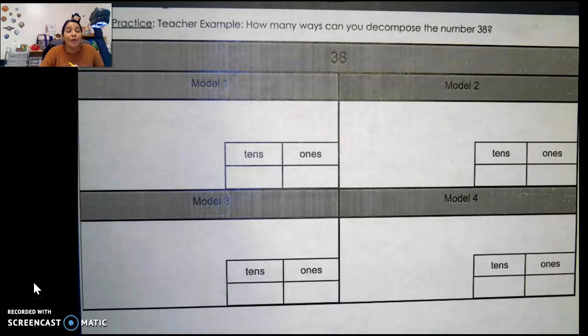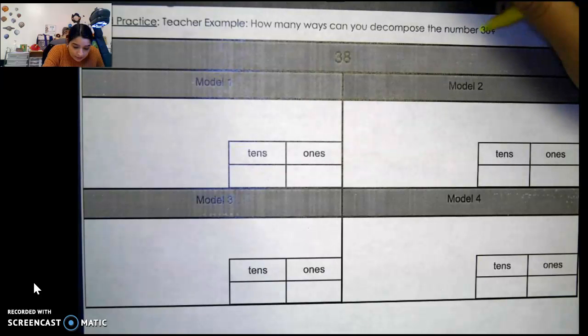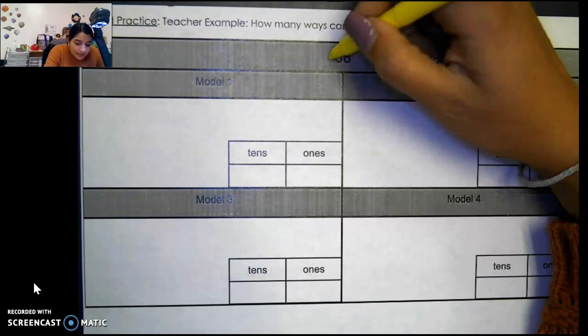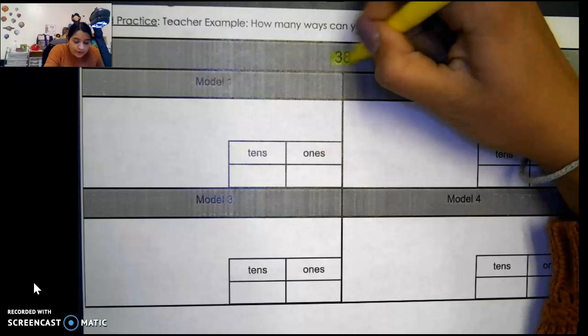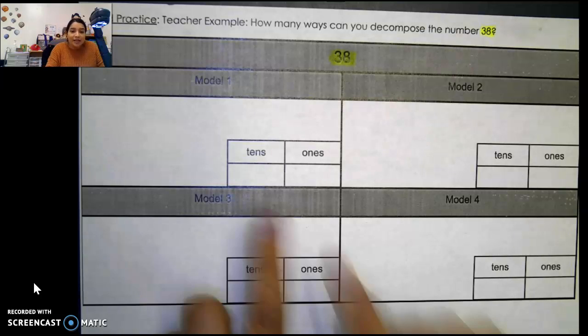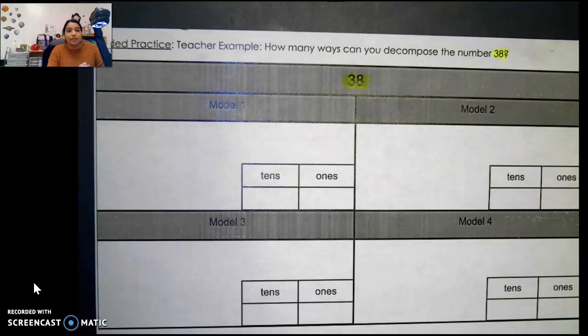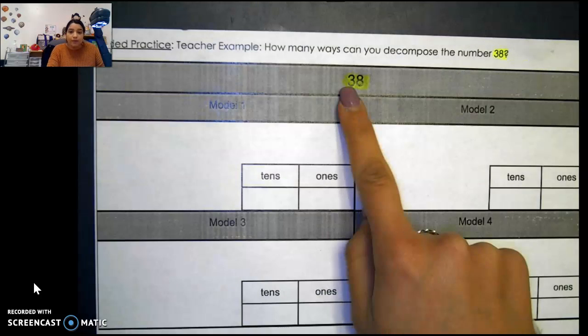Today's lesson, what we will be doing is we will decompose the number 38 in 4 different ways. Okay? Let's go ahead and think of our first way we can do it. So the first way we can do it is look at our tens and our ones.